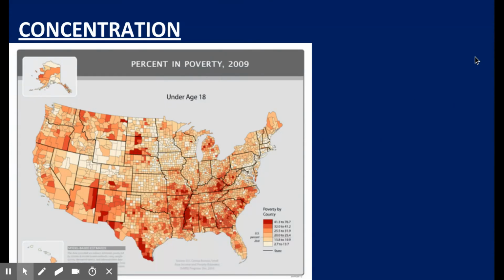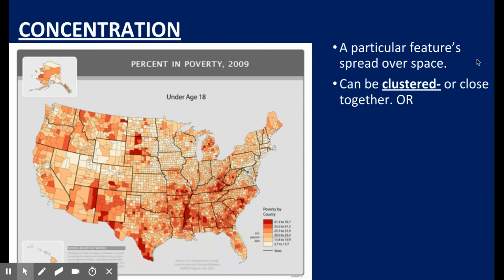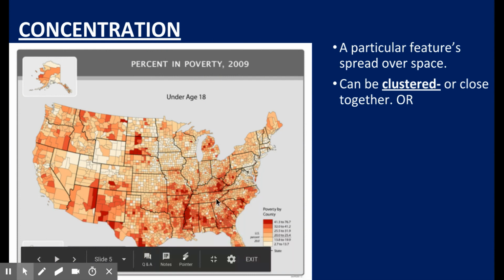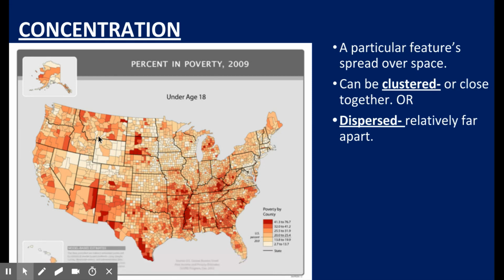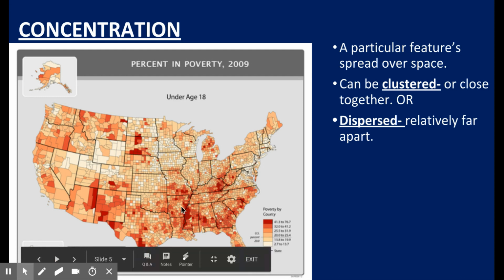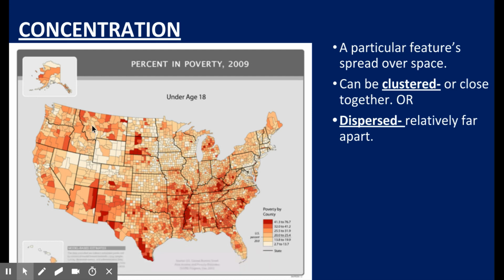The next term we need to know is concentration. Concentration is just a particular feature spread over space. Basically, your concentration can be either clustered, meaning it's close together, so this is a clustered concentration, or it can be dispersed, meaning relatively far apart. So if these red dots were dispersed, they would look more like up here. Notice how there's red and it's kind of cast out as opposed to here where it's clustered. Here would be a great example of clustered poverty. This would be a great example of dispersed poverty, which measures the concentration of a thing in an area.